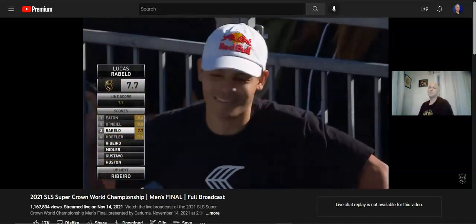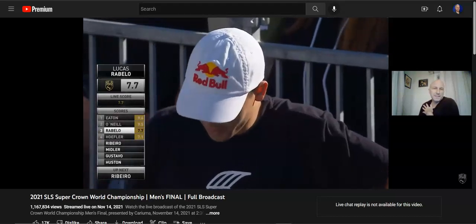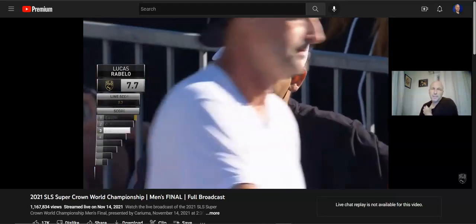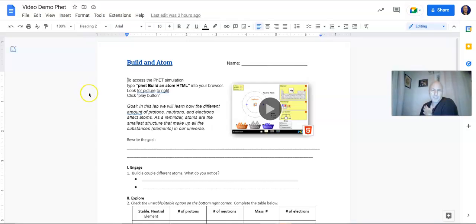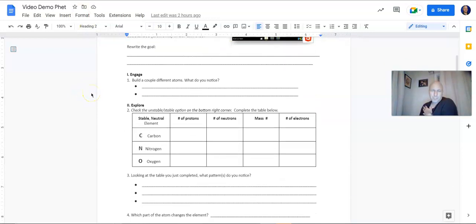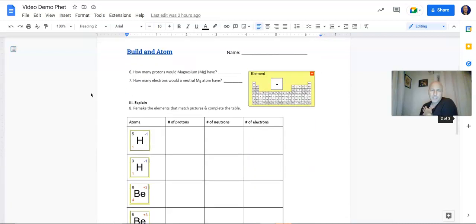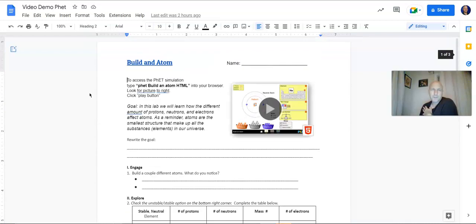We are going to do a demo on the PhET Build an Atom Lab. I'm going to help you guys through a little bit of this sheet here, and you guys should be able to do everything else by yourself, all right?